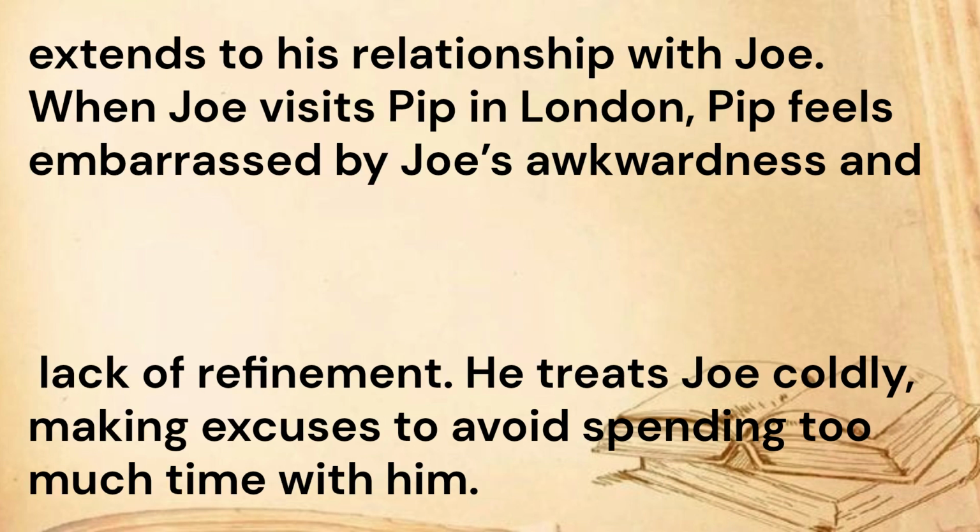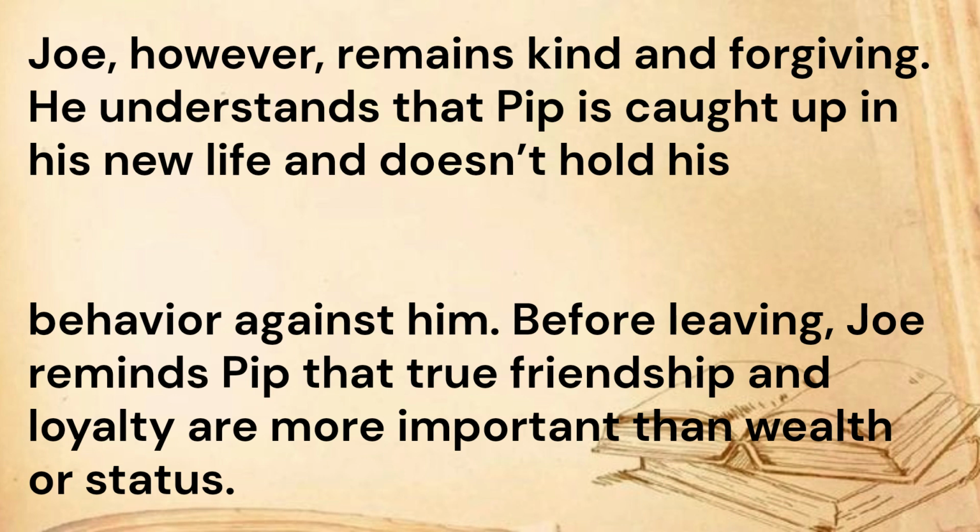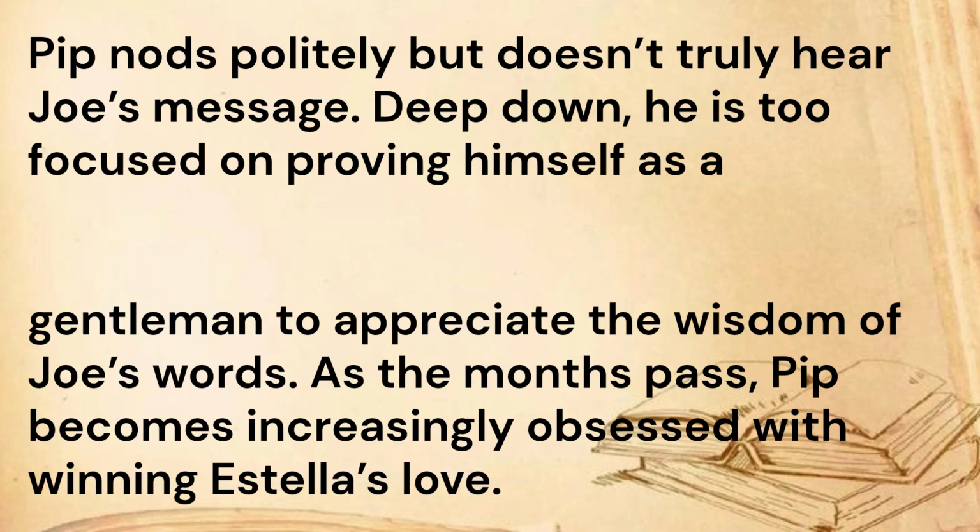He worries that people will judge him if they know he came from a humble village and worked as a blacksmith. This shame extends to his relationship with Joe. When Joe visits Pip in London, Pip feels embarrassed by Joe's awkwardness and lack of refinement. He treats Joe coldly, making excuses to avoid spending too much time with him. Joe, however, remains kind and forgiving. He understands that Pip is caught up in his new life and doesn't hold his behavior against him. Before leaving, Joe reminds Pip that true friendship and loyalty are more important than wealth or status. Pip nods politely but doesn't truly hear Joe's message.